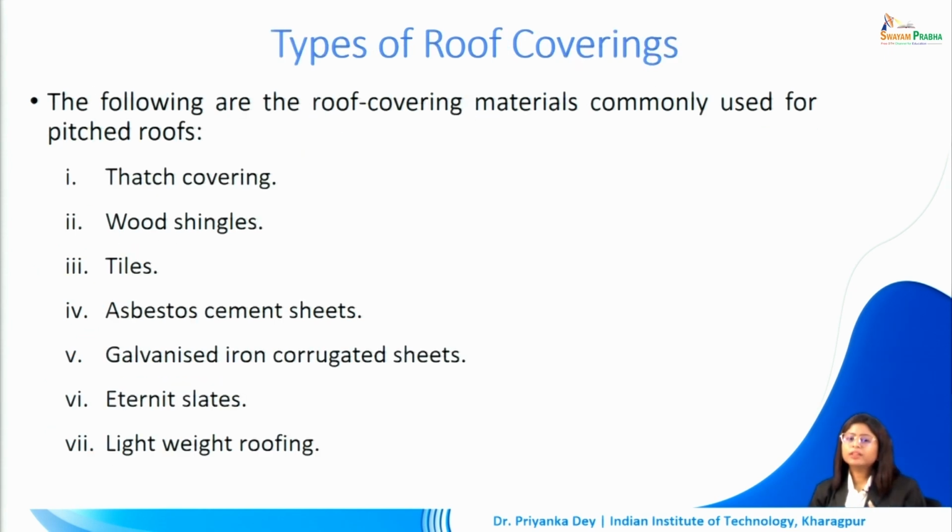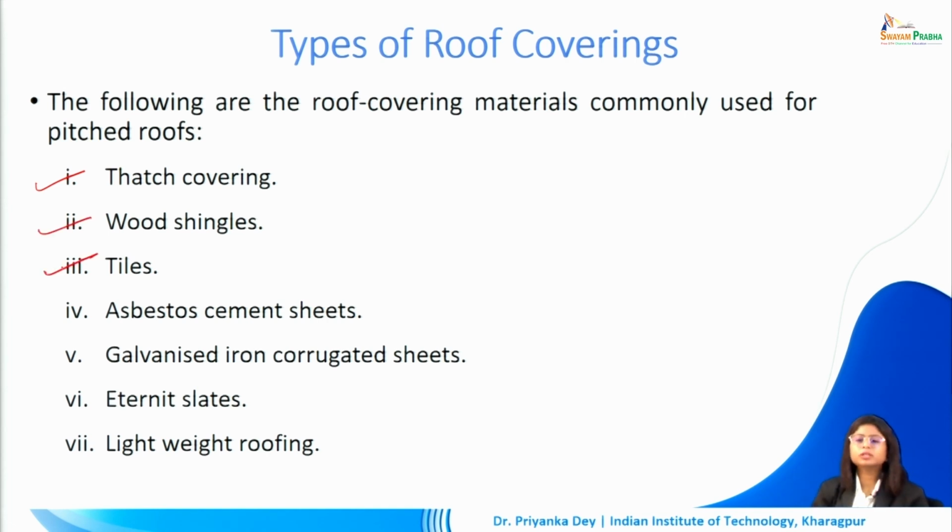Now the following are the popular types of roof covering materials which are available in today's market. New materials are coming in every single day, but the popular ones which have traditionally been in use and have dominated the market have been listed here. The first is the thatch covering, very popular in rural areas mostly. Not that we cannot see it in certain parts of suburban areas as well. The second is wooden shingles.